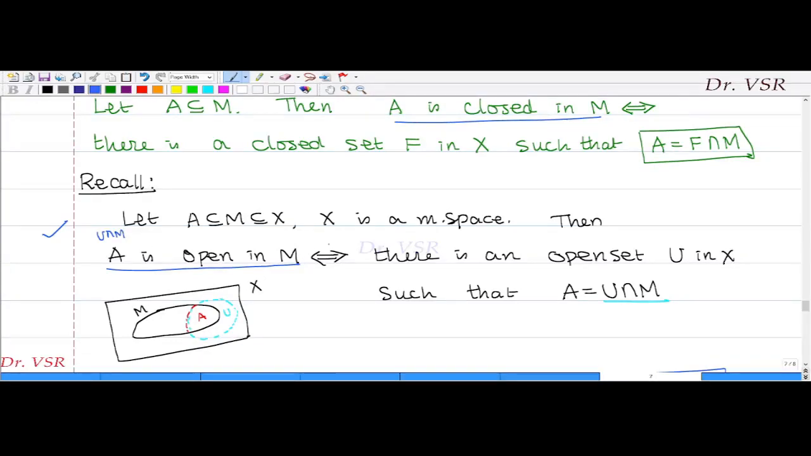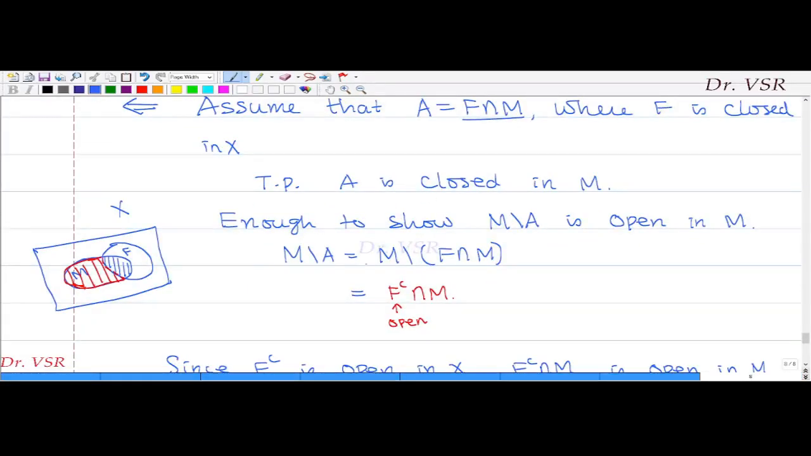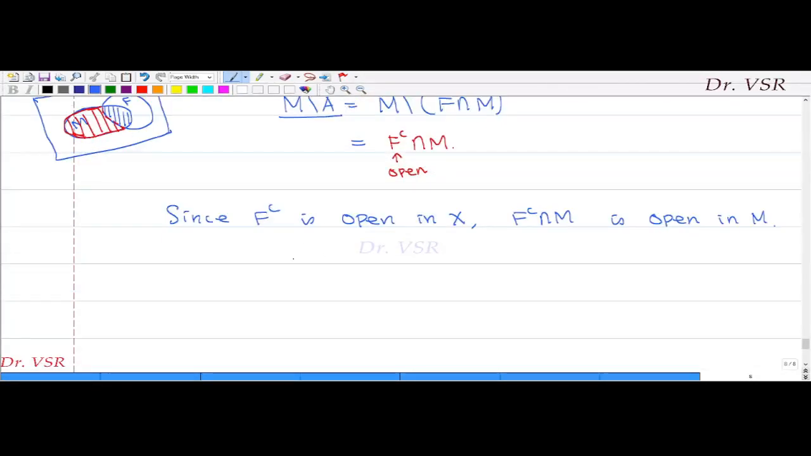So in this case what have I done? We have the set M minus A, in M but not in A. How can we write it? We can write it as F complement intersection M. F complement is open in capital X. Therefore F complement intersection M is open. Therefore this fellow is open. OK, so hence this implies that what is in M but not in A is open in M. So this implies that A is closed in M.